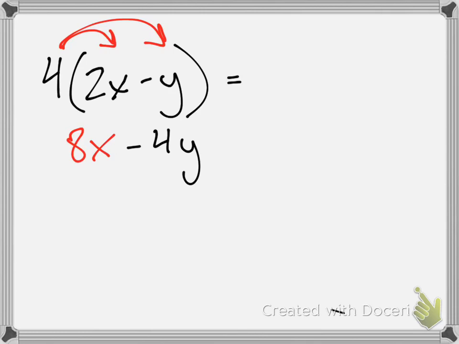Great job. What if I had a minus 4 out there? I do that same thing. I multiply it, but by minus 4. Negative 4 times 2x becomes a negative 8x. Negative times a negative becomes a positive. So all I did was multiply it by each one individually. What if I had this one?